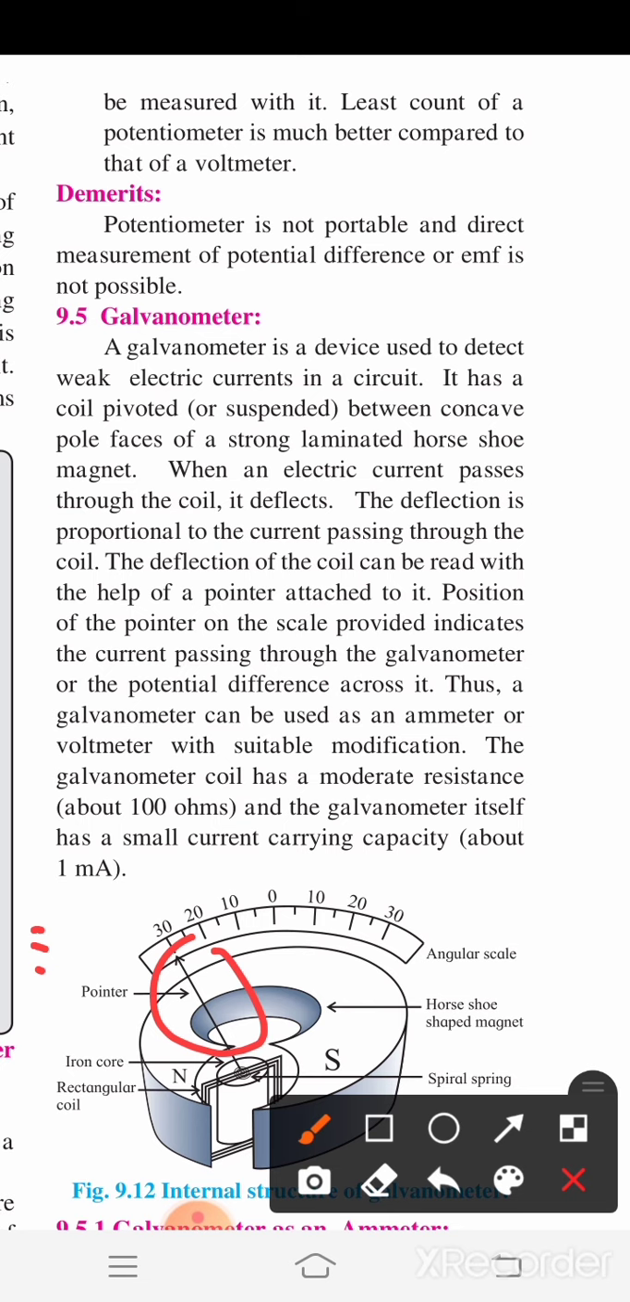The galvanometer coil has a moderate resistance of about 100 ohms, and the galvanometer itself has a small current carrying capacity of about 1 milliampere.